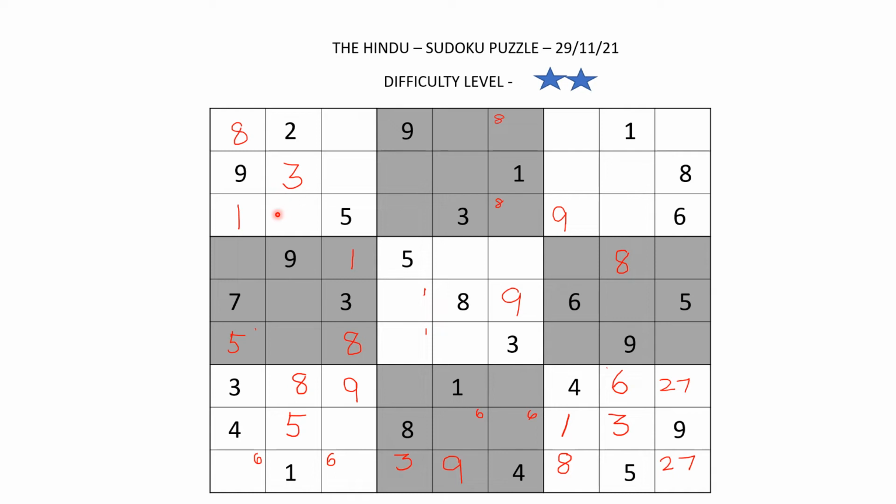This here is a 6 blocking this cell. That means there's a possibility of 6 in these two cells. So let's mark it with small 6. Now this 6 is blocking this cell here. So that means here we cannot have a 6. So obviously this becomes a 6. Now that leaves this block with only 2 empty cells. So the numbers left are 1, 2 and 7. So this 2, 7 becomes a complementary pair. So let's fill this with 2 and 7.